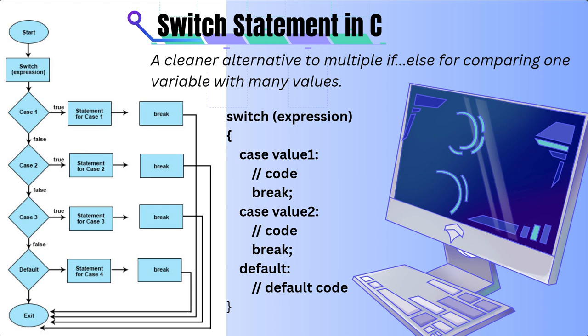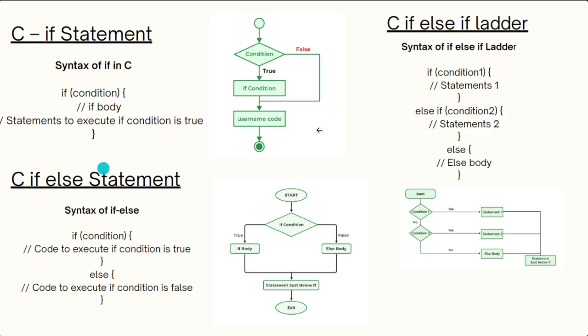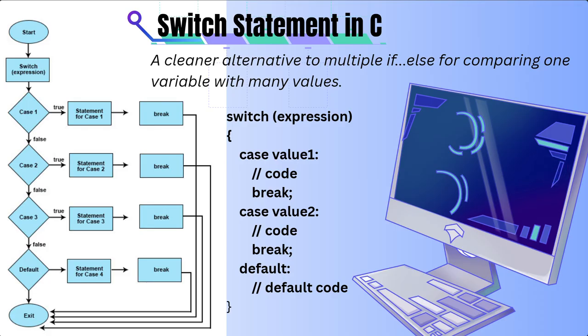Okay, first we have the switch and then the expression, which is the condition we write in if else, like condition 1. This condition we write after the switch within parentheses. Then the block is opened. So we have case value 1, then case value 2, then we can have a number of case values, and in the end we have the default statement.